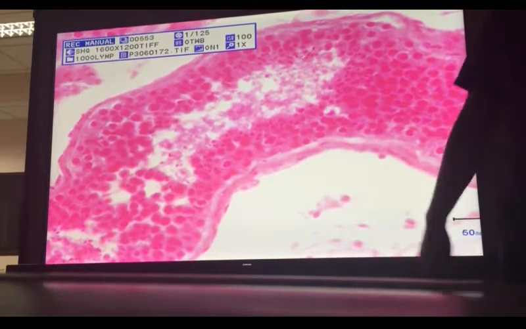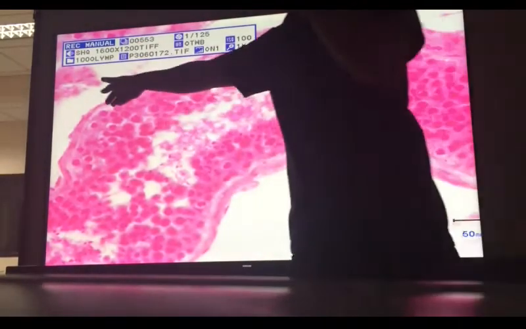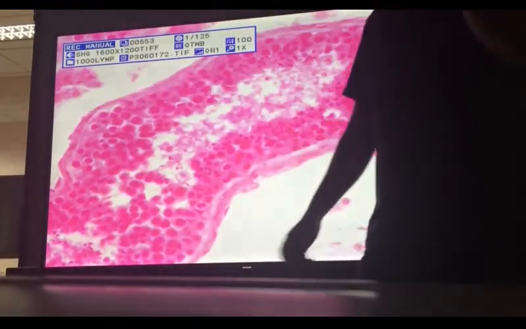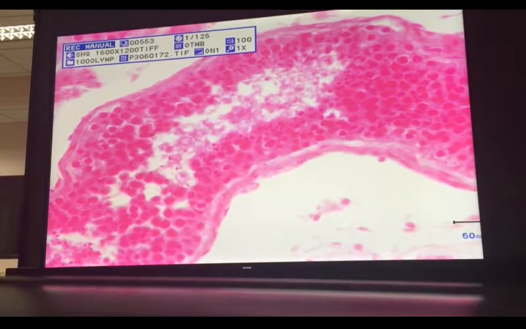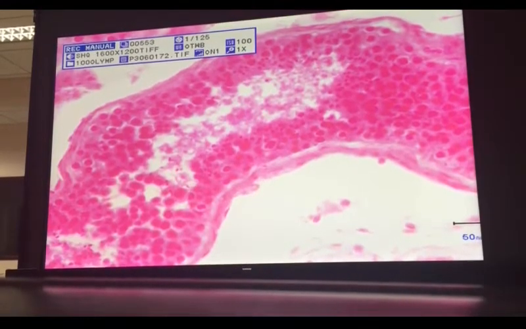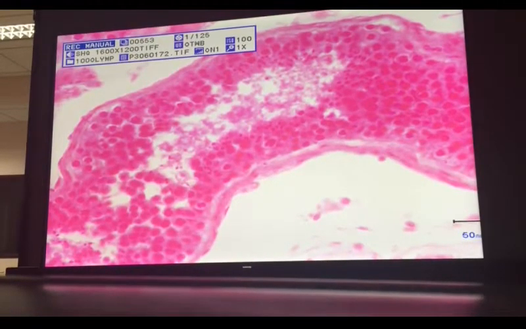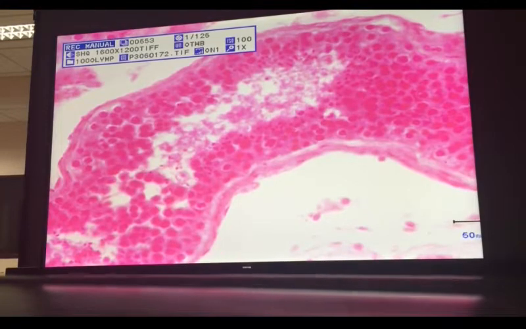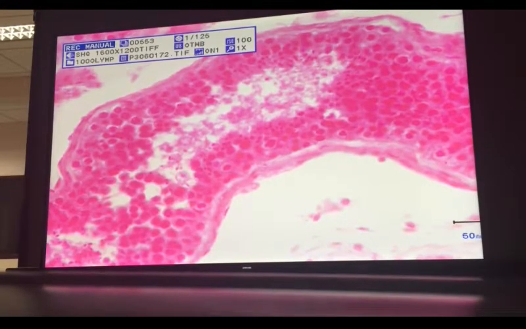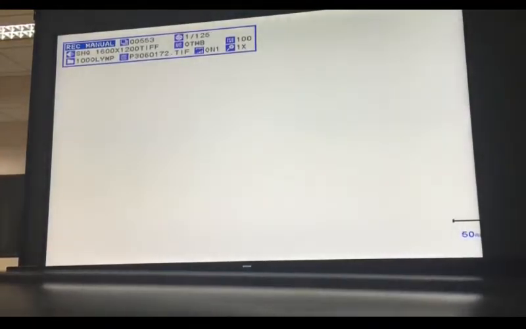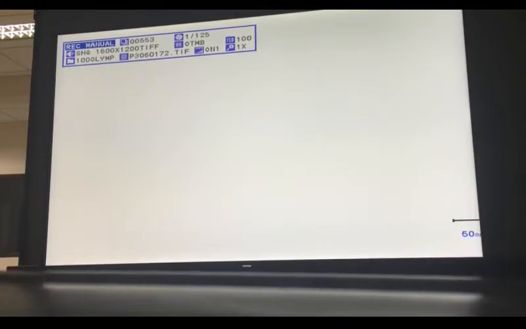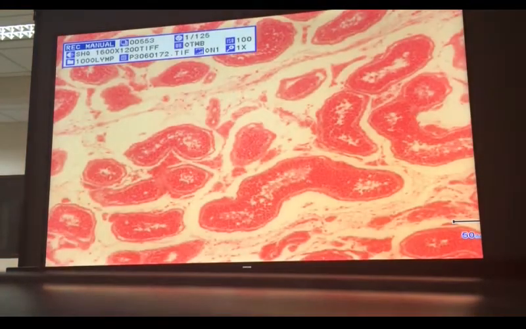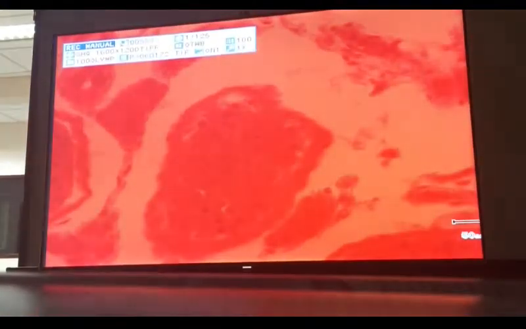With abundant pink cytoplasm outside of the seminiferous tubule. What hormone is produced by the Leydig cell? Testosterone. And then the Leydig cells are stimulated by what pituitary hormone to produce the hormone testosterone.